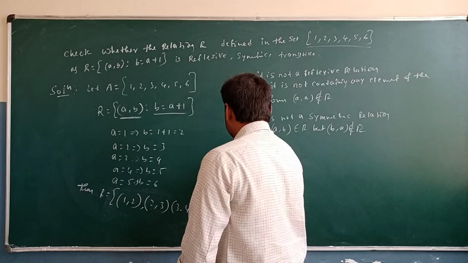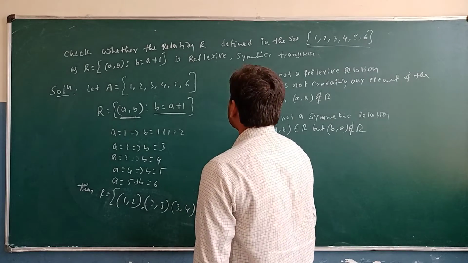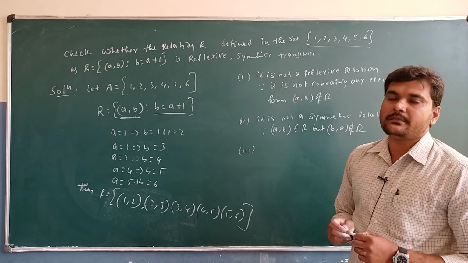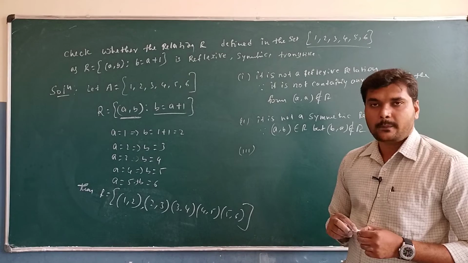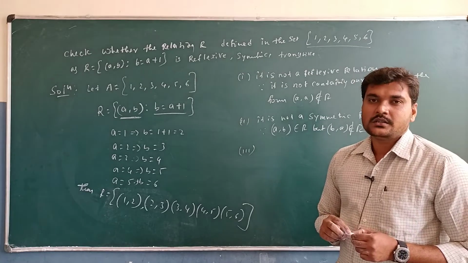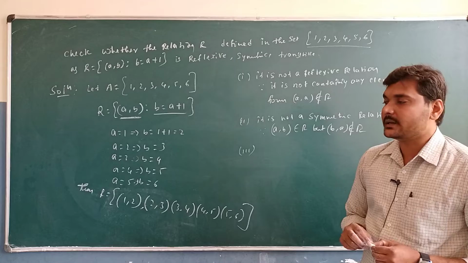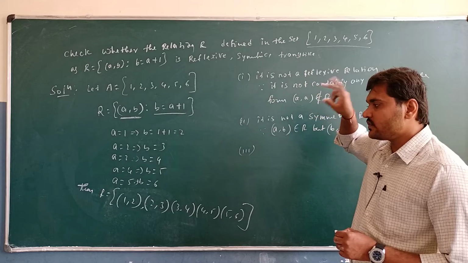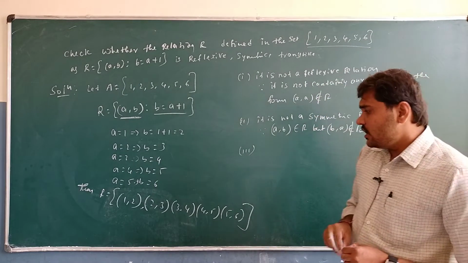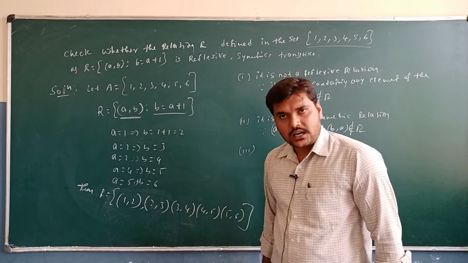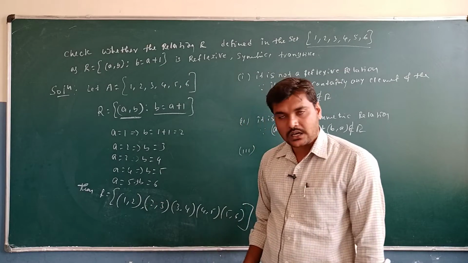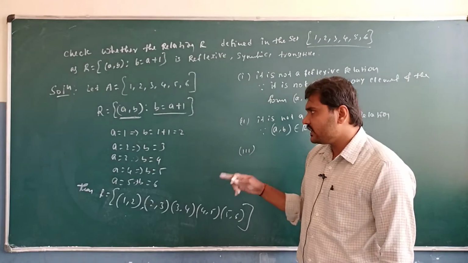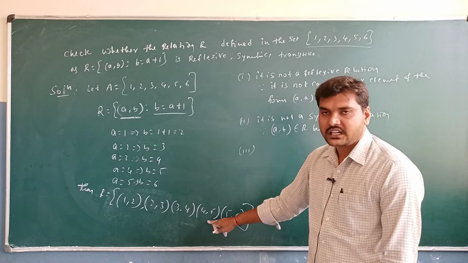The third one is to verify the transitive relation. A transitive relation is defined as: (a, b) belongs to R, (b, c) belongs to R, and (a, c) must also belong to R. Only if it satisfies that (a, c) belongs to R can we say it is transitive. Suppose I am taking 1 comma 2 belongs to R, 2 comma 3 belongs to R, but what about 1 comma 3? It does not belong to R. We need to pay attention to that. Whatever operation we do, the result should belong to R.